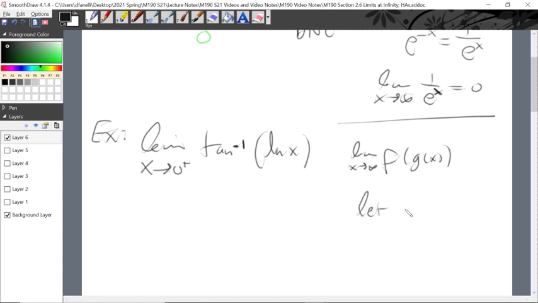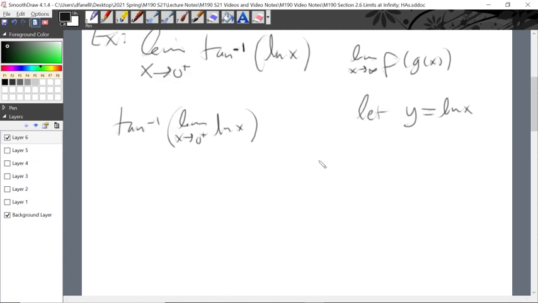Okay, so what we can do is, let's say we let y equal the natural log of x. Then, by continuity of the arctangent function, we can move the limit into the inner function, because the arctangent will be continuous from negative infinity to positive infinity, so it's okay. So we have the arctangent of the limit as x approaches 0 from above of the natural log of x.